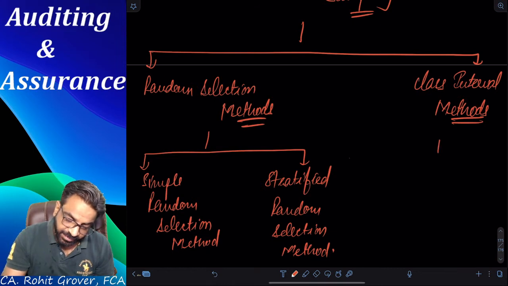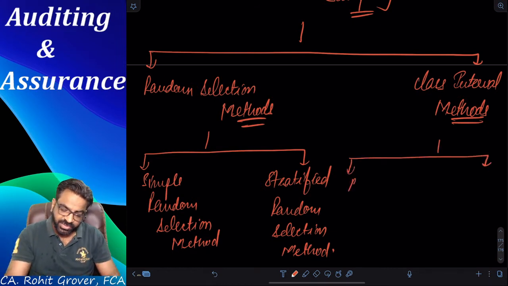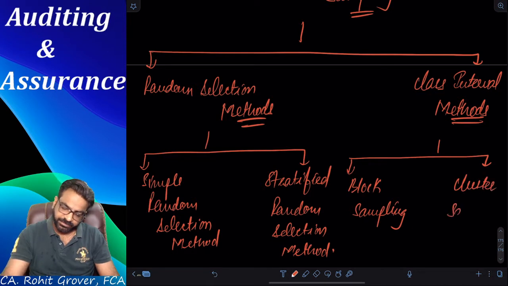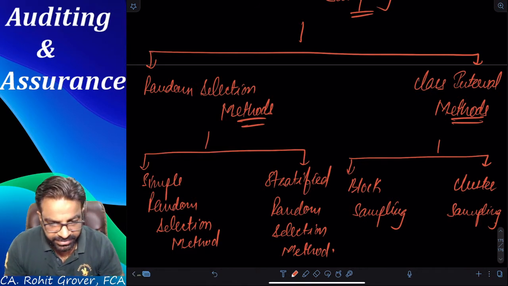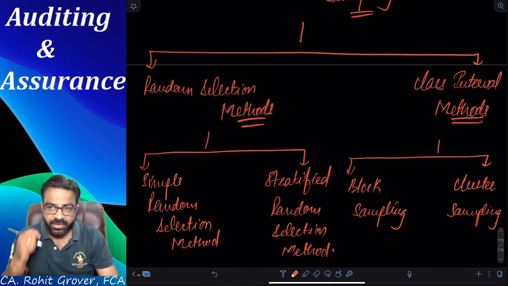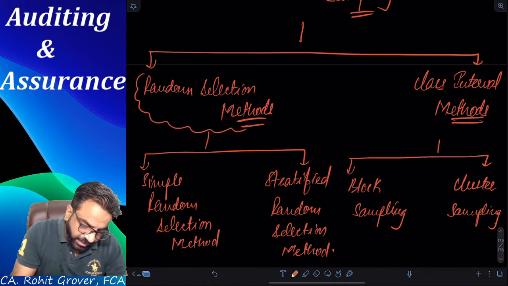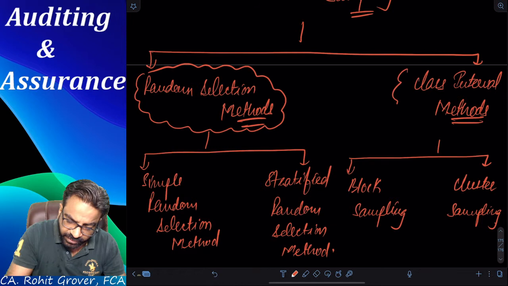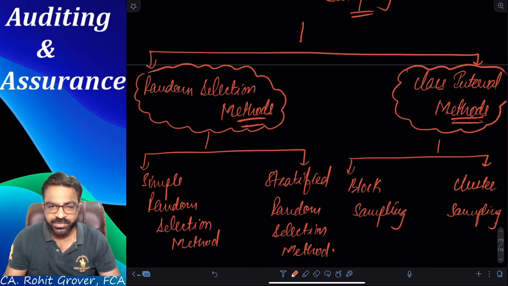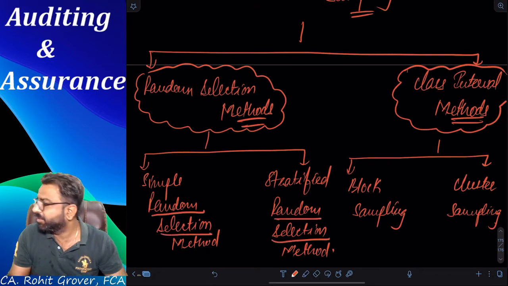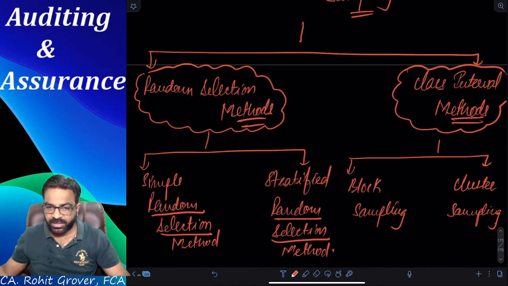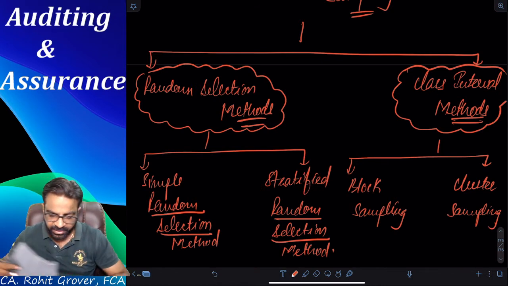Under the class interval methods also there are two methods. One is known as block sampling and one is known as cluster sampling. Clear, everyone? Now you have to understand one fact: what is the common thing in the first two methods? In the first two methods, the common thing is we are doing the random selection. Am I correct or not? We are doing which selection? Random selection, right?